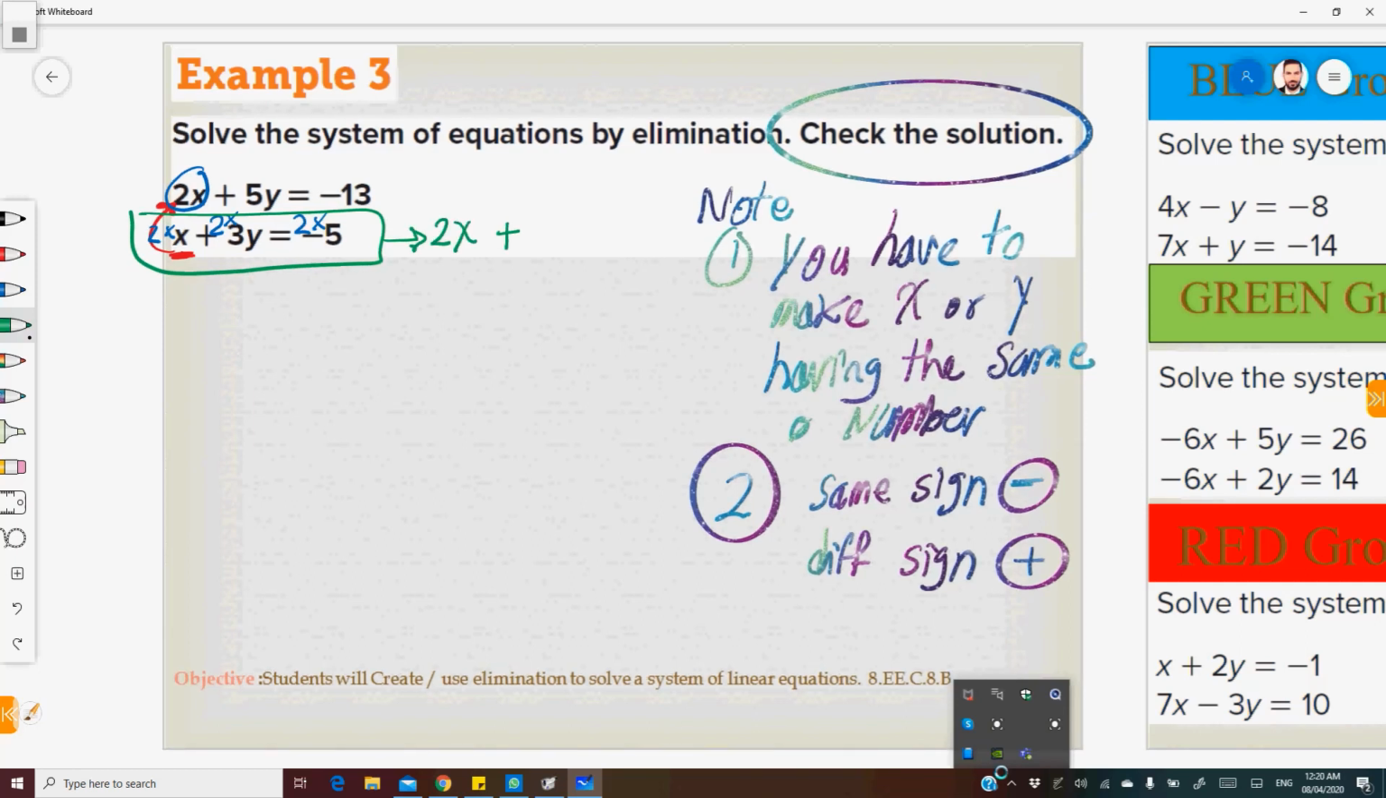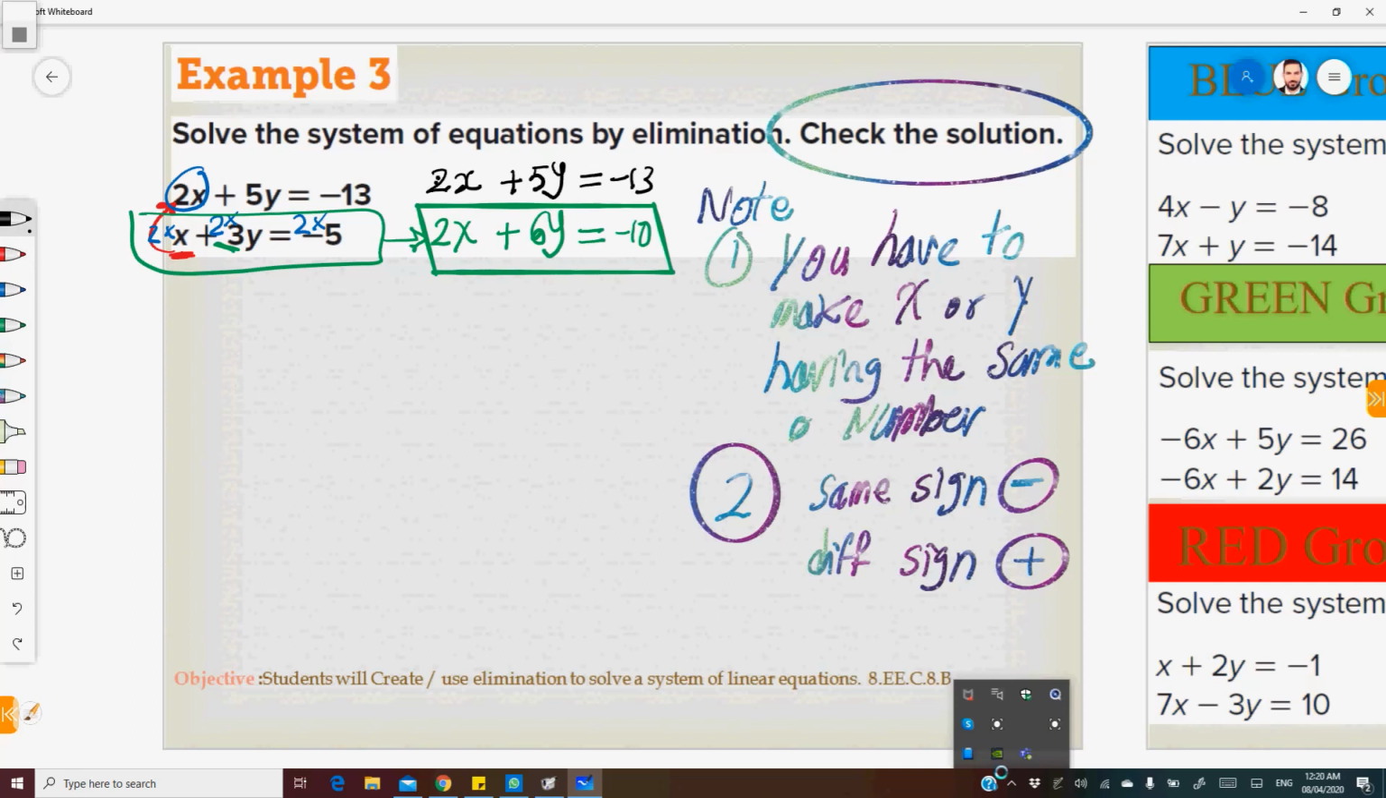plus, what is 2 times 3? It is 6y, then equal to 2 times negative 5, negative 10. This is the second equation after multiplying it by 2. Okay, mister, can I just rewrite the equation above it? Yes. This is our first equation. I'm writing it above it.